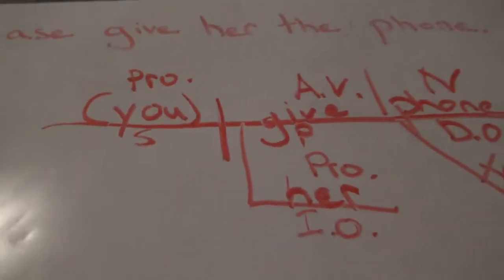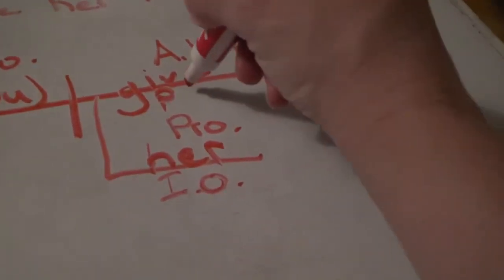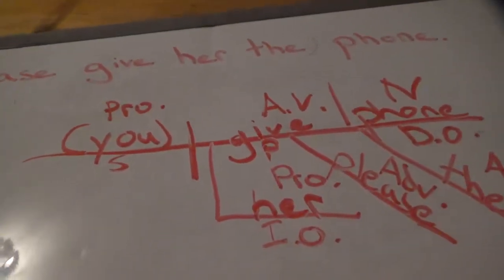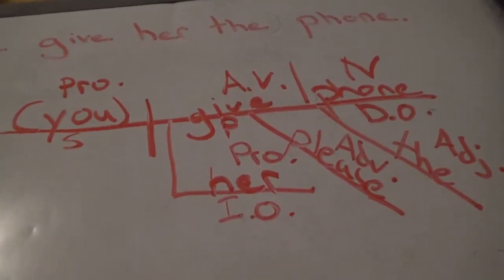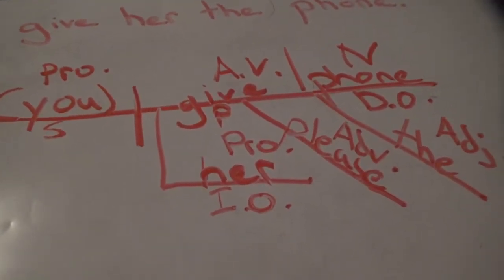The phone, so the is an adjective. And then we have please. Please is always an adverb. It's modifying give. So now let's look at this. Please give her the phone. All right, there is our diagrammed sentence. So go ahead and correct anything that you missed there.